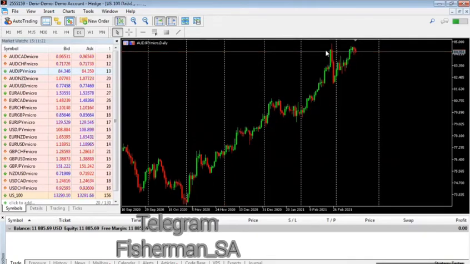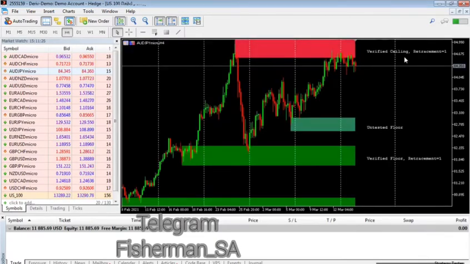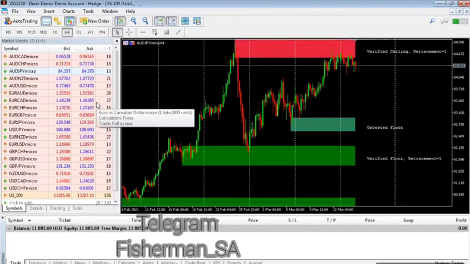AUDJPY. Okay, this looks like it could be a good sell. Let's go under the H4. Yeah, a verified resistance zone. It's a verified resistance zone. So this is a potential sell. So we already have three that are potential. So AUDJPY, they have the potential, but we are not yet certain.